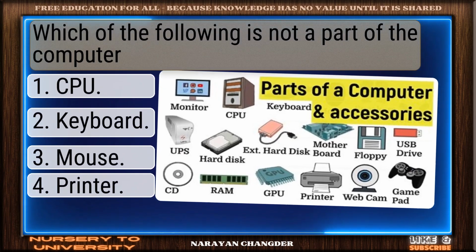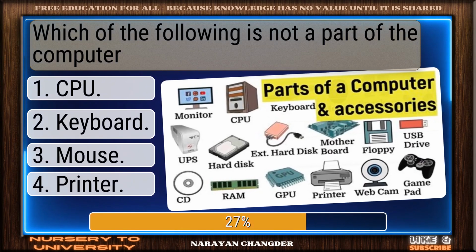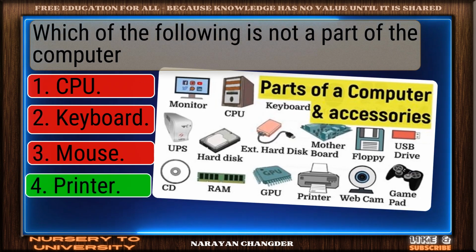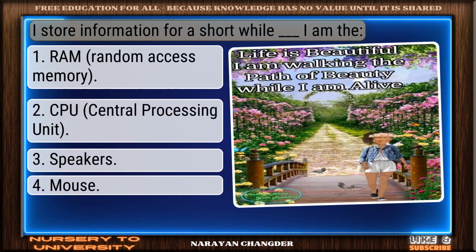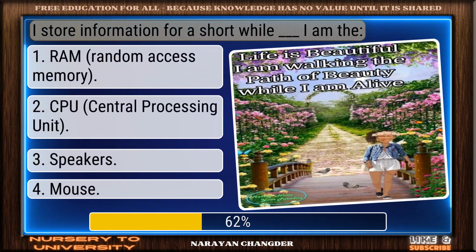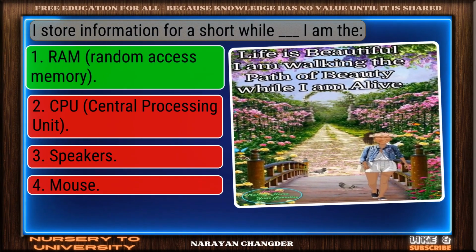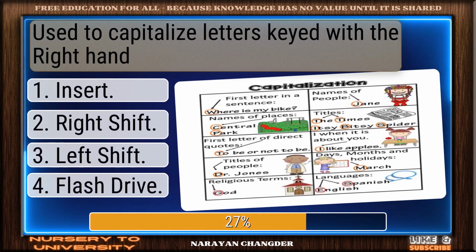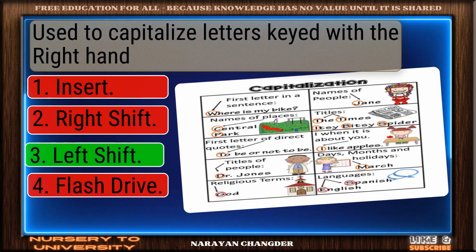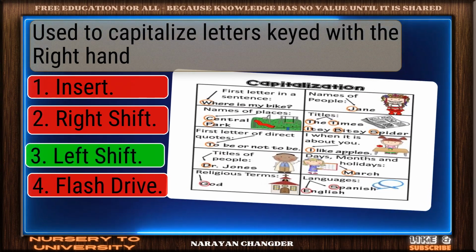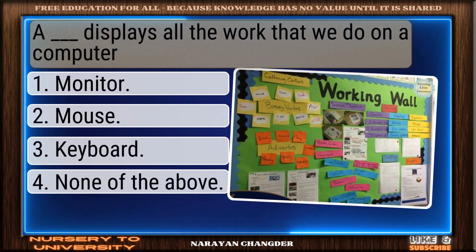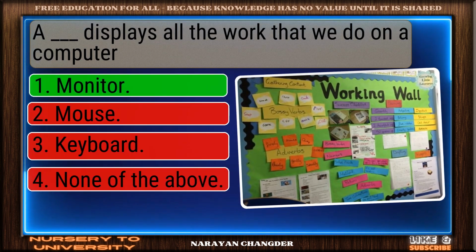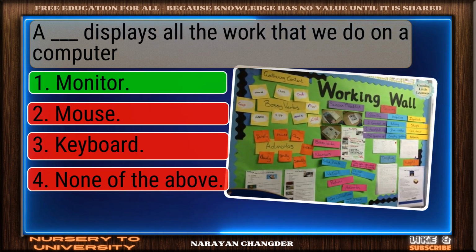Which of the following is not a part of the computer? Well picked. Printer is the correct answer. I store information for a short while dash I am the dash. Good thinking. RAM is the right answer. Used to capitalize letters keyed with the right hand. Sharp thinking. Left shift is the right choice. A dash displays all the work that we do on a computer. Well reasoned. Monitor is the correct choice.